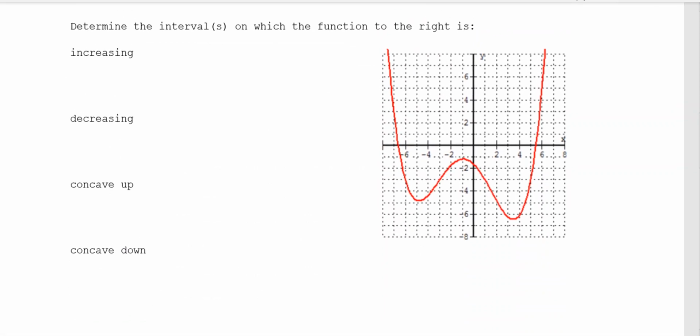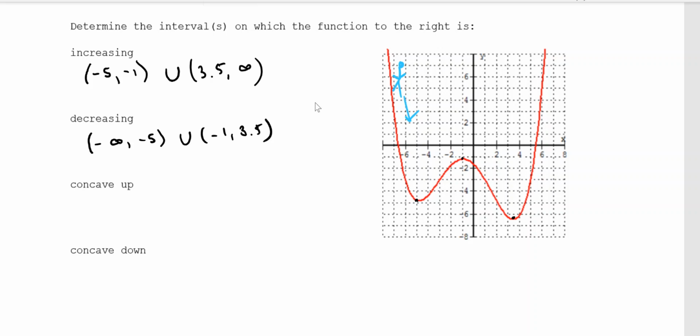You'll usually be given a graph like this on the right. And remember, increasing and decreasing is similar. You can think of a little me walking on the graph in the positive direction. When I'm walking downhill, it's decreasing, and when I'm walking uphill, it's increasing. So when you do that, you get the following intervals where you're increasing and decreasing. From negative 5 to negative 1, and then again from 3.5 towards infinity, I'm always walking uphill. I'm walking downhill from negative infinity to negative 5, and again from negative 1 to 3.5.